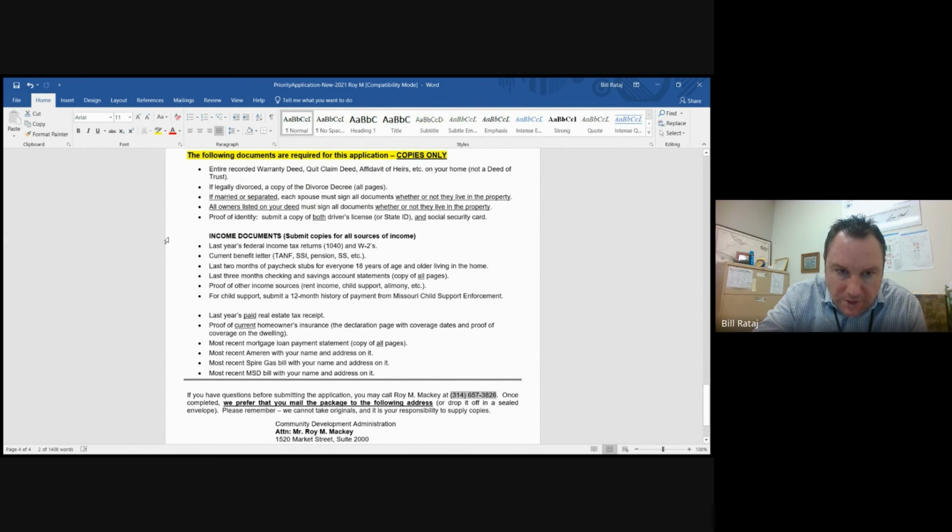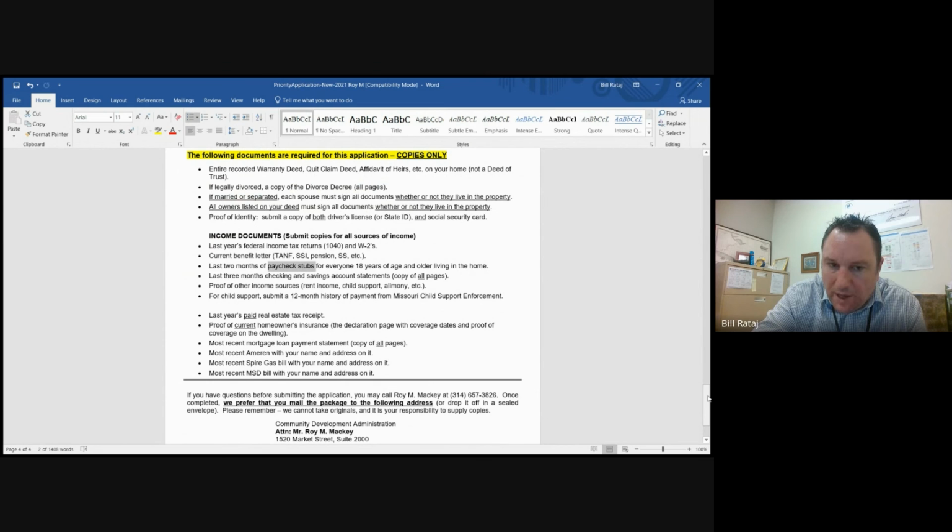Now, not all of these are going to be applicable to you. For instance, not everybody is necessarily divorced, so we won't need a copy of a divorce decree if you're not divorced. Not everybody's going to get the same sources of income. If you're retired and you don't work, we're not going to need your paycheck stubs. So not everything's going to be applicable. If you don't have a mortgage, we don't need a copy of your mortgage statement, for instance. But make sure you pay attention to that.